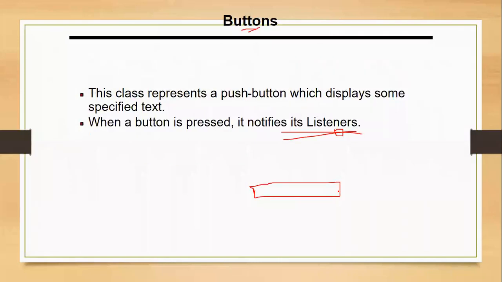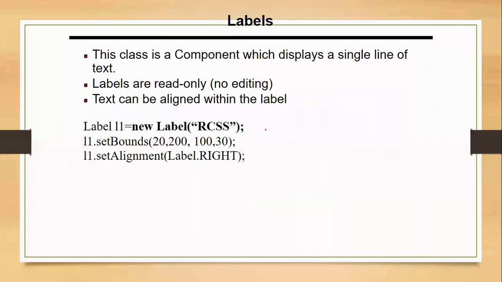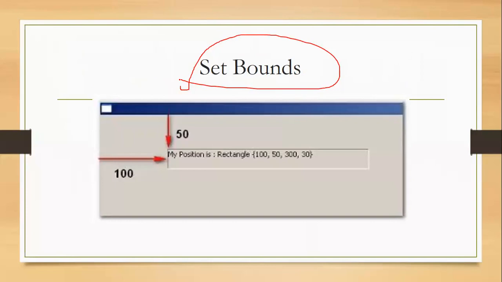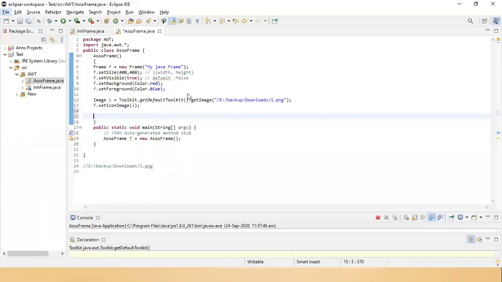Now, when you create a button, there is a method called set bounds. Not only button, be it a button or a label or a text field or whatever, you have a method called set bounds. It will have 4 parameters. That is what I've written over here. Let's not worry about it. When you write a program, you will feel it much easier.